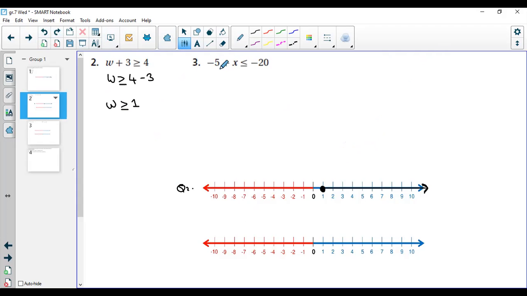This is going to be negative 5 plus x is less than or equal to negative 20, which means we need to remove this negative 5. So what we are going to do for the negative 5?